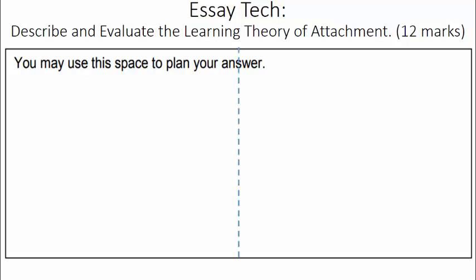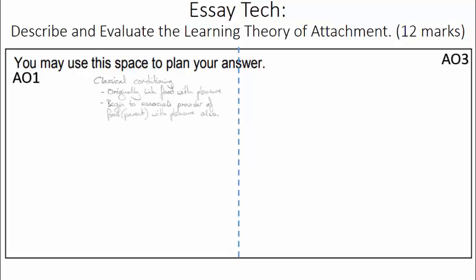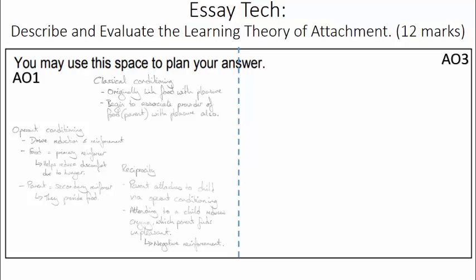Then I would label each half AO1 for your description and AO3 for your evaluation. It would then be a good idea to briefly summarize the AO1 content, usually in the form of bullet points. I would start off with classical conditioning, talk about what needs to be said in that. Then move on to operant conditioning, looking at drive reduction and reinforcement, and then finishing off with the fact that attachment is reciprocal and how the parent will also attach to the child.